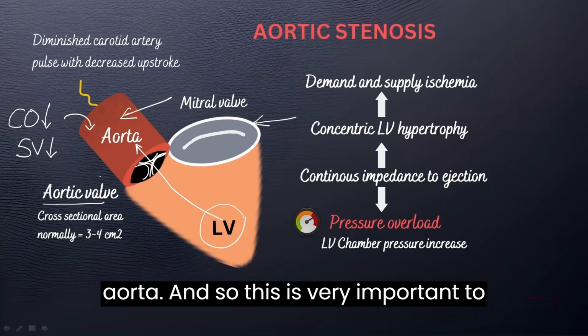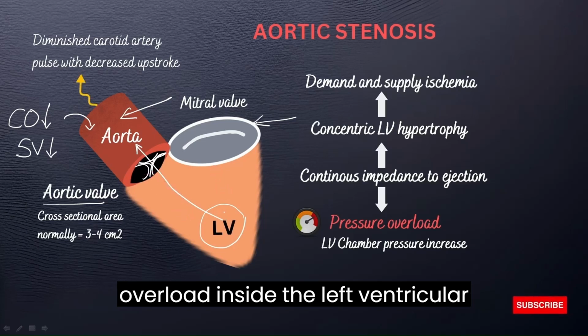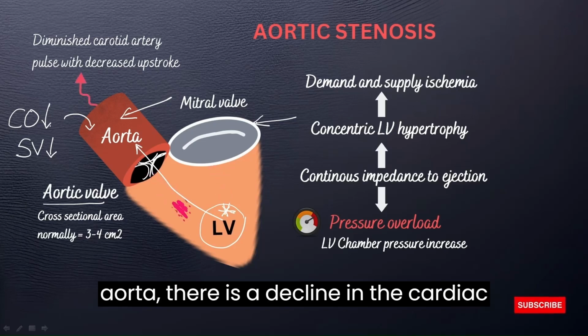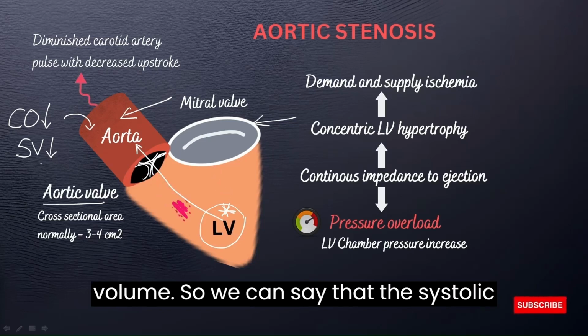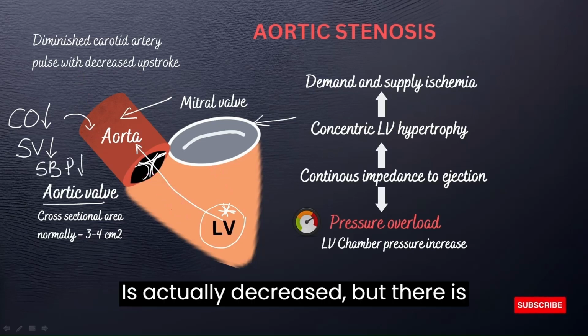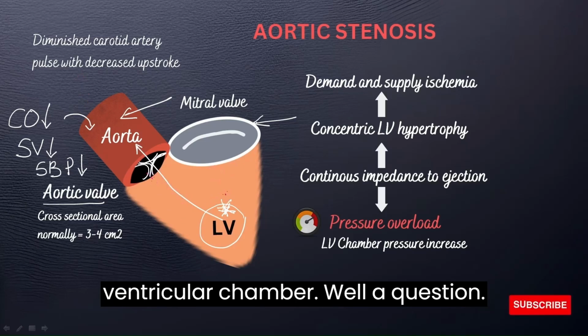And so this is very important to understand that there is a pressure overload inside the left ventricular chamber. But inside the aorta, there is a decline in the cardiac output, there is a decline in the stroke volume. So we can say that the systolic blood pressure inside the aorta is actually decreased, but there is hypertension inside the left ventricular chamber.